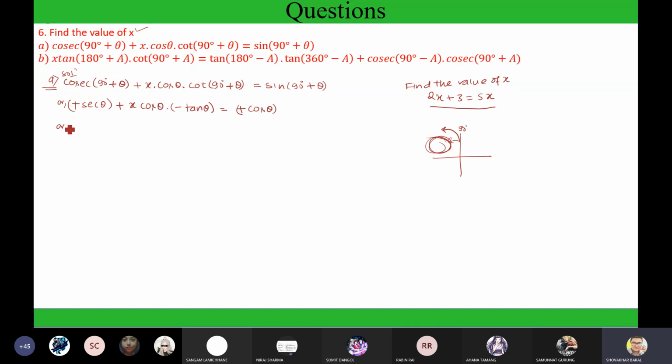Okay, so let me simplify it further. It is equals to sec theta minus, plus into minus is minus, so x cos theta into tan theta, and this is equals to cos theta. Okay, so let's simplify it further. Let's isolate this x, the terms including x on the other one side.